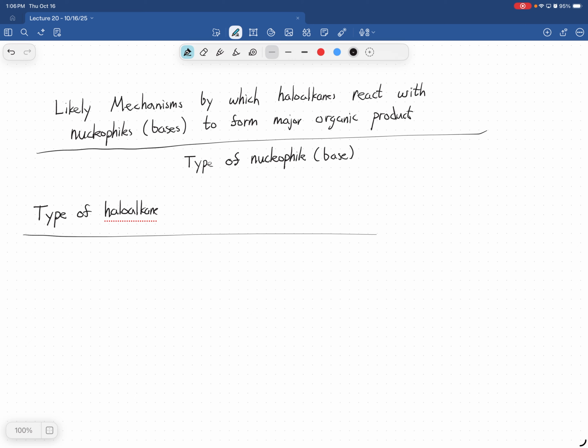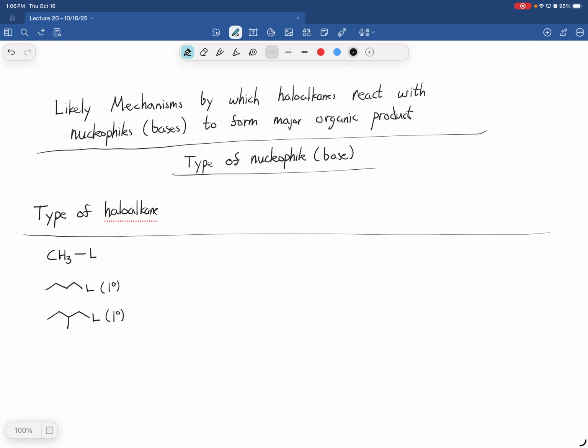Our types of haloalkanes we can have: CH3-L. In this case, L just stands for leaving group. Then we have a primary haloalkane, unhindered, and then this one is hindered slightly, so this will be primary again. Two different kinds of primary. One of them has steric hindrance, one of them doesn't.